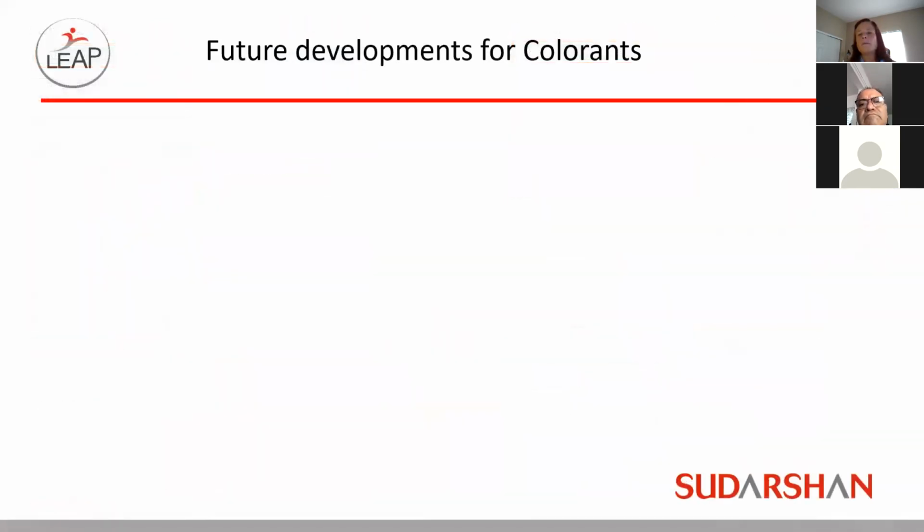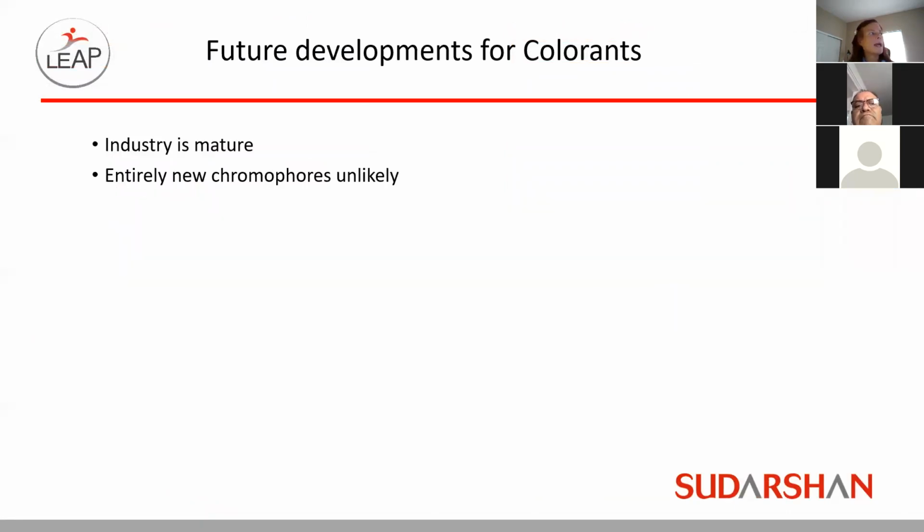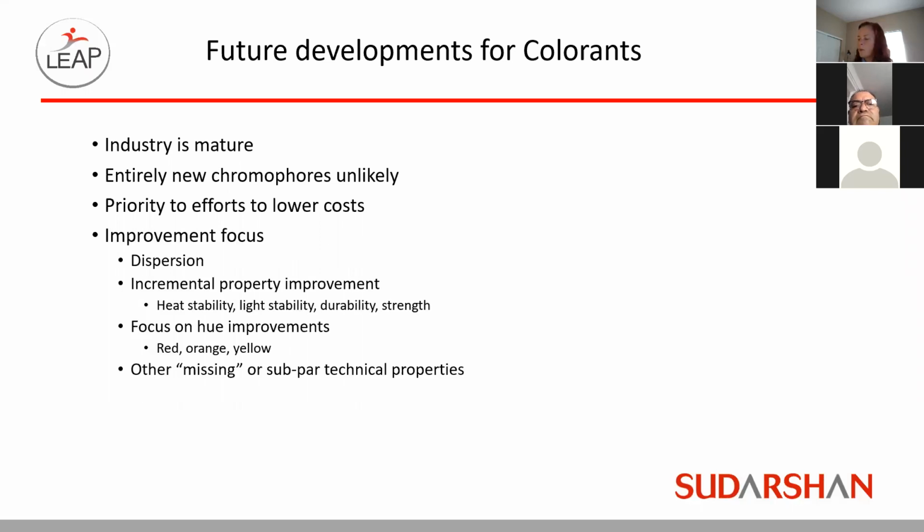So as far as the future developments for colorants, really the industry is quite mature, and we don't expect new chromophores to be developed anytime soon. So we are prioritizing our efforts to continue to focus on lowering our costs, as well as improving some of our performance properties like dispersion, and then also incremental property improvements like heat stability and strength, maybe some durability as well.